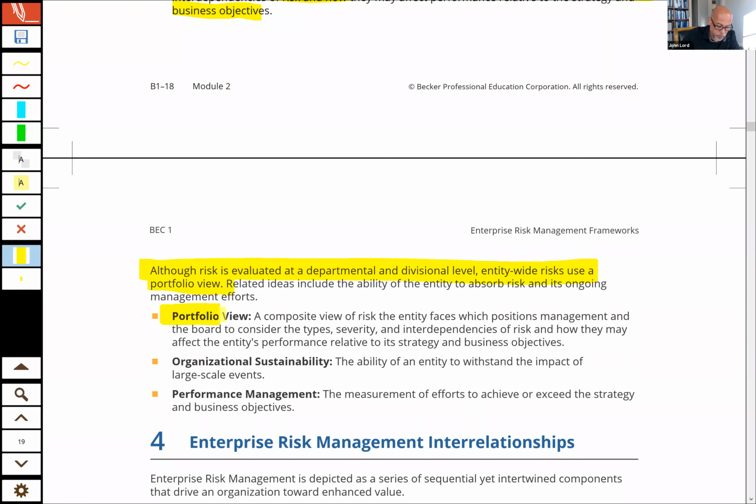Okay, but you really will also take a portfolio view, so a comprehensive view of the risk the entity faces, which positions management and the board of directors to consider the types and severity of interdependence of risk. You can also take an organizational strategy, the ability of an entity to withstand the impact of large scale events. And then performance management is the measurement of efforts to achieve, exceed strategies and business objectives.